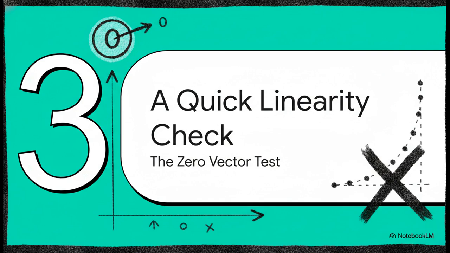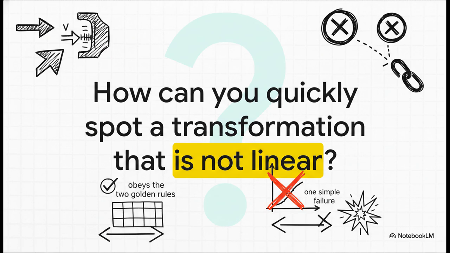Now, because these rules are so strict, it actually gives us this powerful little shortcut. We can use them to create a simple test to quickly figure out when a transformation isn't linear. Sometimes it's way easier to prove something is false than to prove it's true. So instead of trying to prove a transformation follows both golden rules for every single possible vector, we can just look for one simple failure.